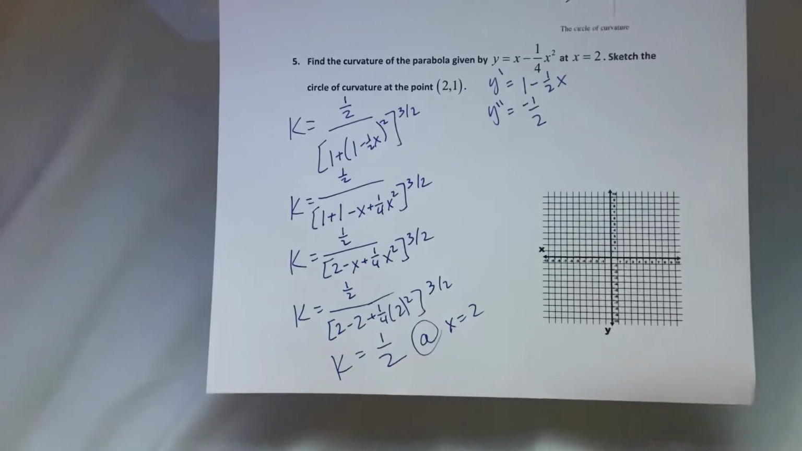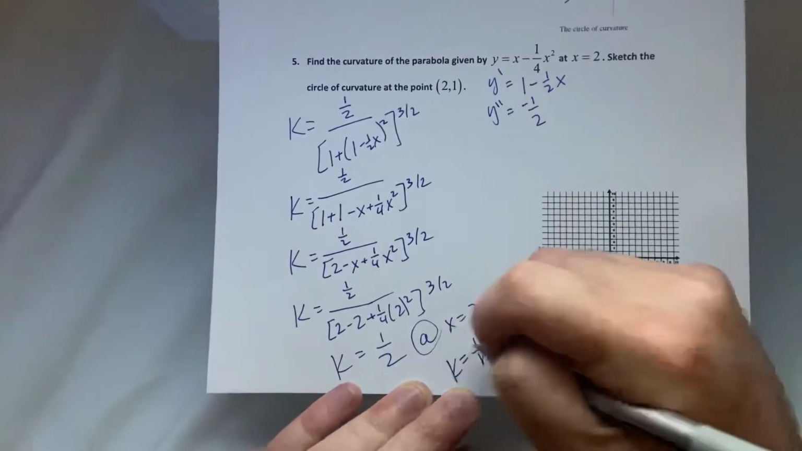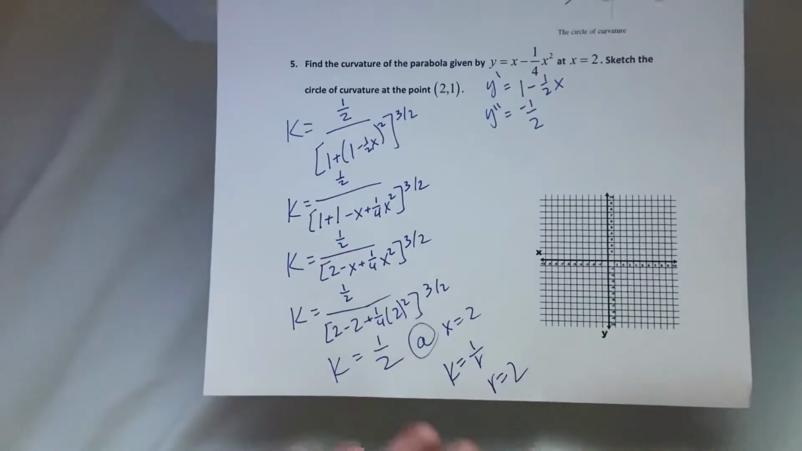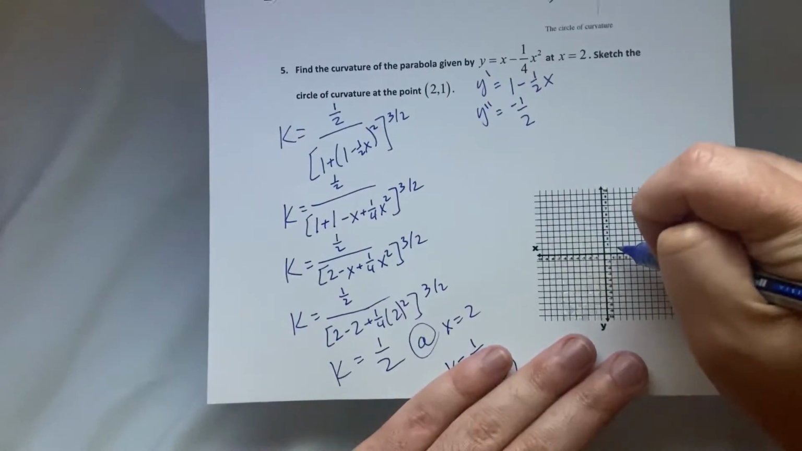So generally speaking, if k is 1/2, we know k is 1 over r, which means r is 2. So there should be a circle of radius 2. So if we draw this parabola, we know we're at the point (2, 1).